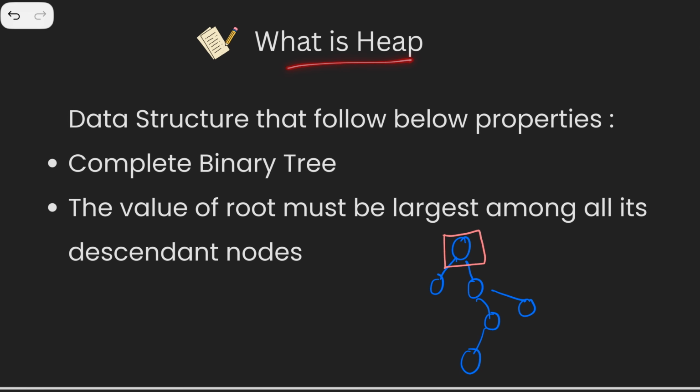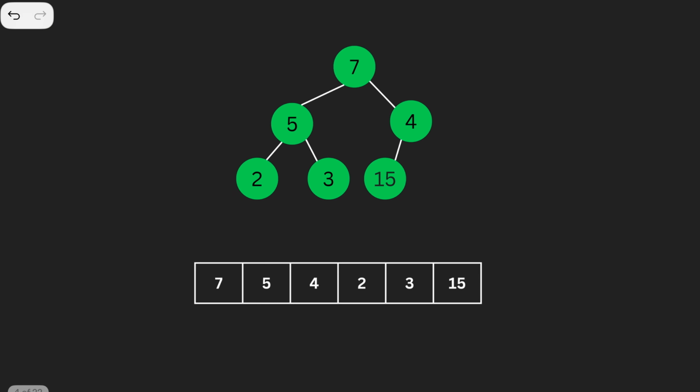What is heap data structure again? It should be a complete binary tree and the value of root must be largest among all its descendants. Let's try to understand how exactly we are going to represent this particular heap data structure. If you see something like this, you understand what it is. But a machine or a computer is not going to understand this. You need to store this data in some kind of format, some kind of pre-built data structure. So in this case, we are going to use a dynamic array or vector.